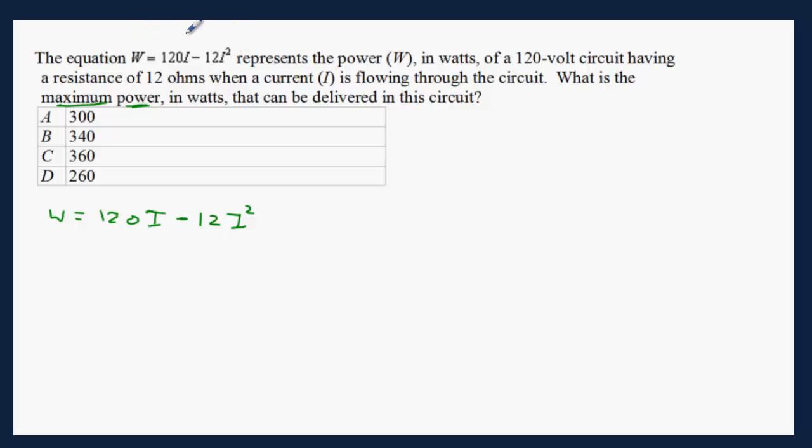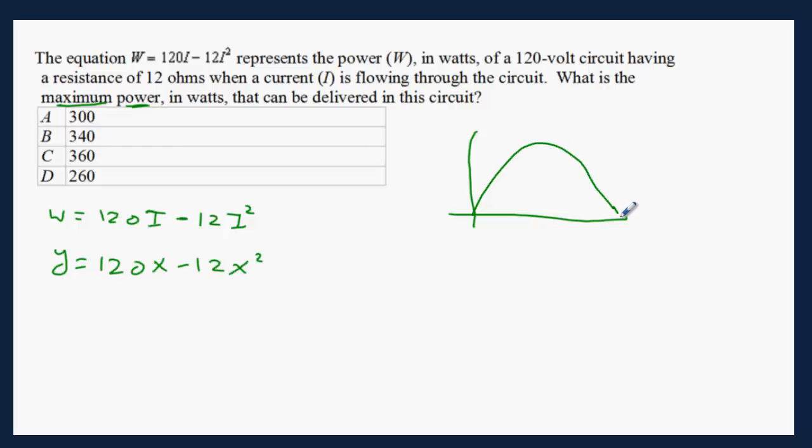This kind of function, you have x squared, I is the same as x squared. We can write it this way, y equals 120x minus 12x squared, because we're familiar with x's. This kind of function is going to look like this. This is the y-axis, the x-axis. So the function is going to look something like this one here, and you're looking for the maximum point.